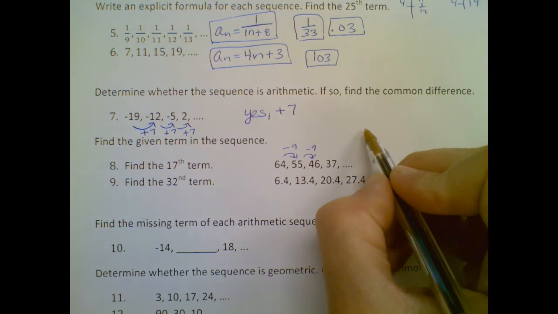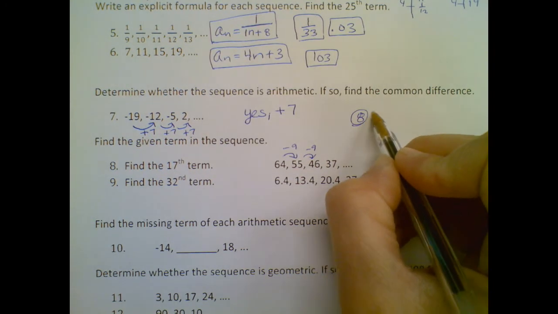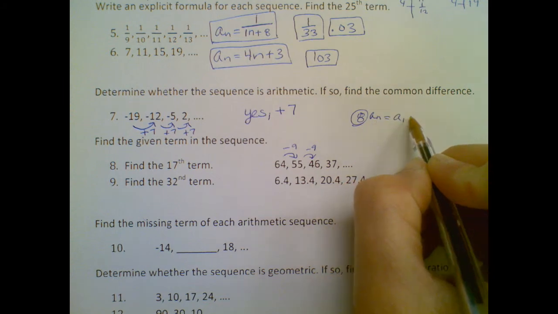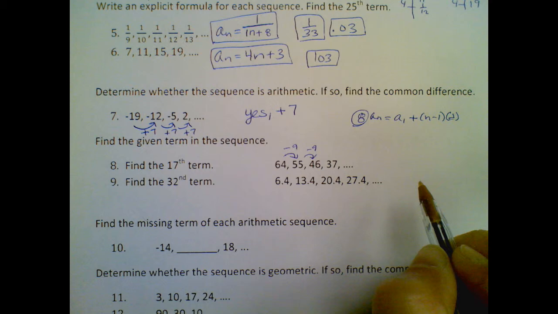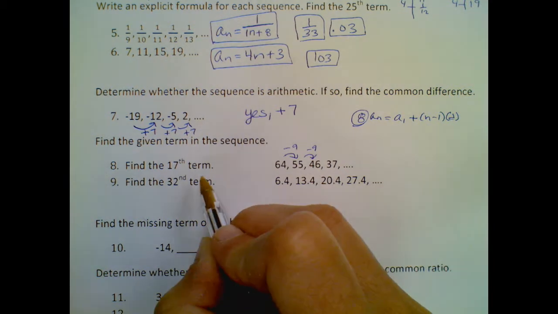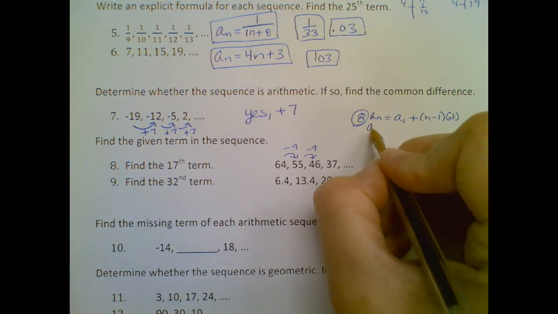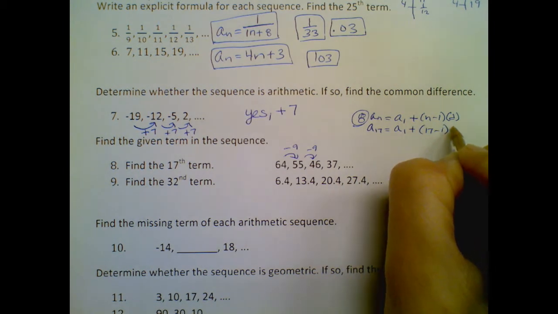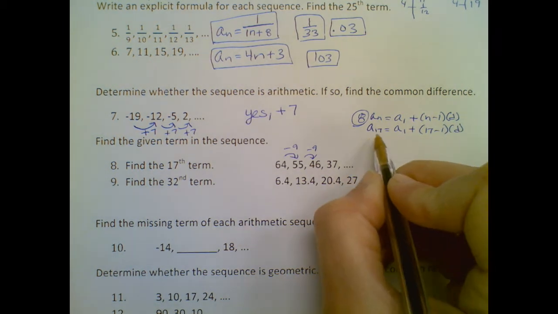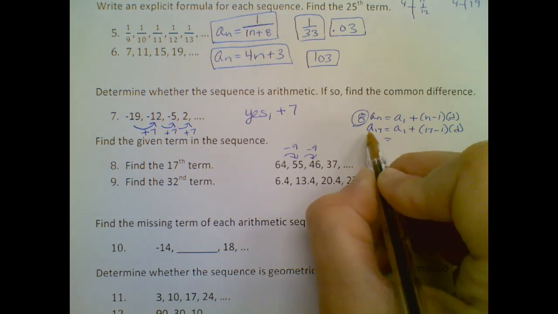So we have a sub n equals a sub 1 plus n minus 1 times our d. The 17th term is what we're trying to solve for, so we're plugging that in for our n's. Then this a sub 17 just means the 17th term, which we don't know, so that's our missing variable.